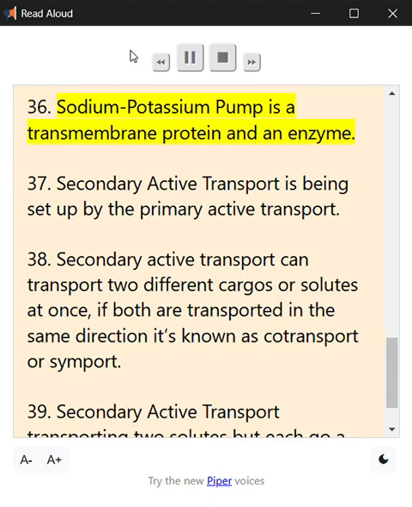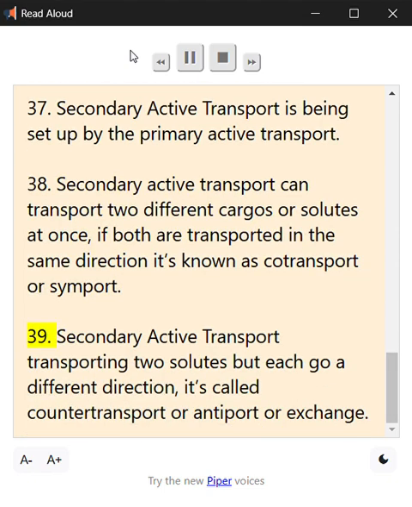36. Sodium-potassium pump is a transmembrane protein and an enzyme. 37. Secondary active transport is being set up by the primary active transport. 38. Secondary active transport can transport 2 different cargoes or solutes at once. If both are transported in the same direction, it's known as co-transport or symport. 39. Secondary active transport can also transport 2 solutes, each going a different direction. It's called counter-transport or antiport or exchange.